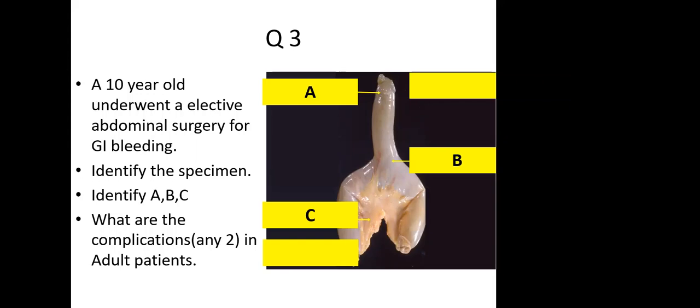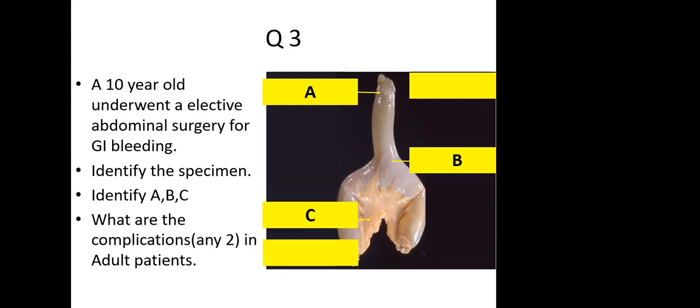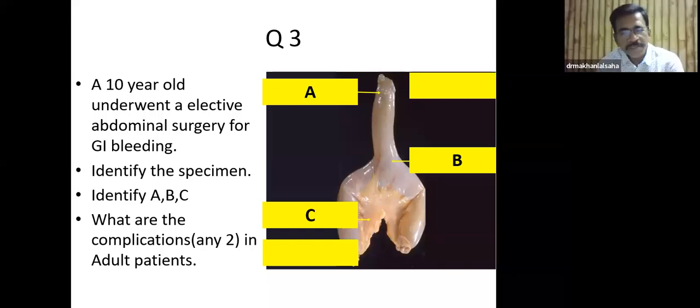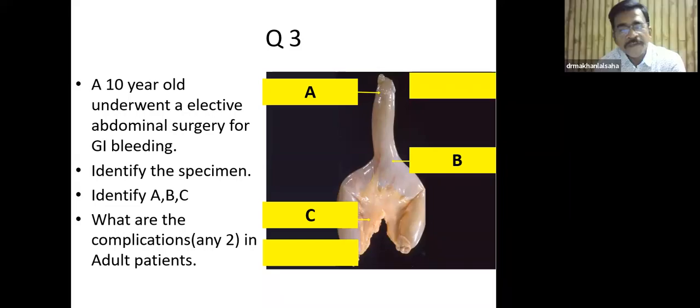Okay. What are the complications in adult patients? So it can lead to GI bleeding and it can lead to obstruction. Good. If I ask one more. Intussusception. Yes. Anything else at the base? Volvulus. No. You say the obstruction is one. And at the base, what can happen?